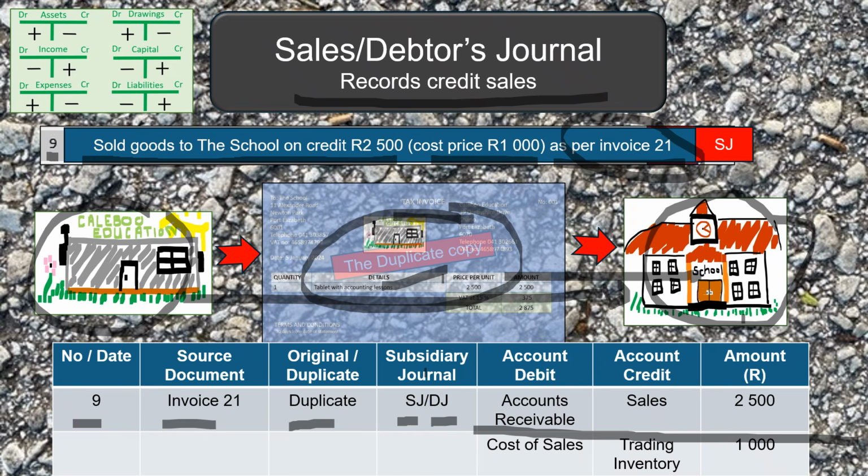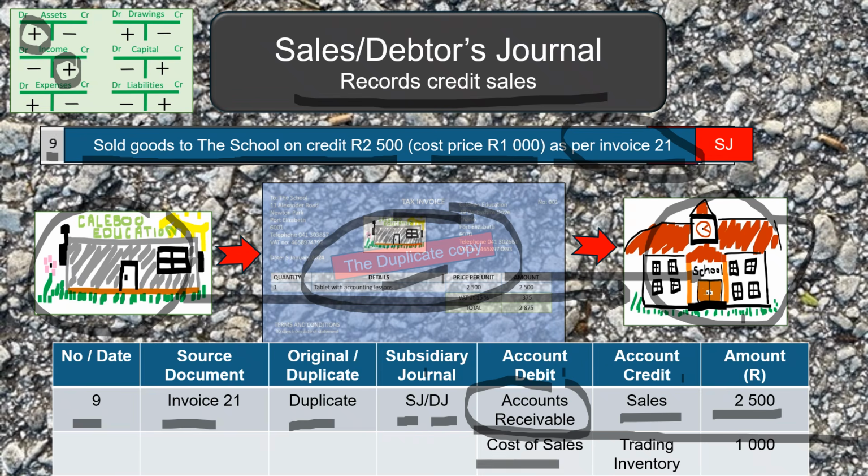Now there are two parts to a sale, as you well know by now. This was a credit sale, so the account that gets debited is accounts receivable. Account credit is sales. Accounts receivable, increase in assets. Sales, increase in income. That's why the asset was debited and the income was credited with the selling amount, 2,500.